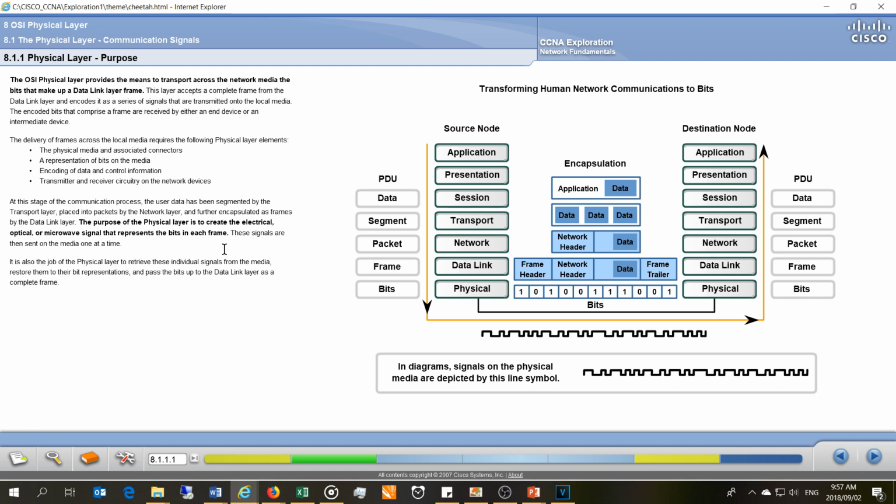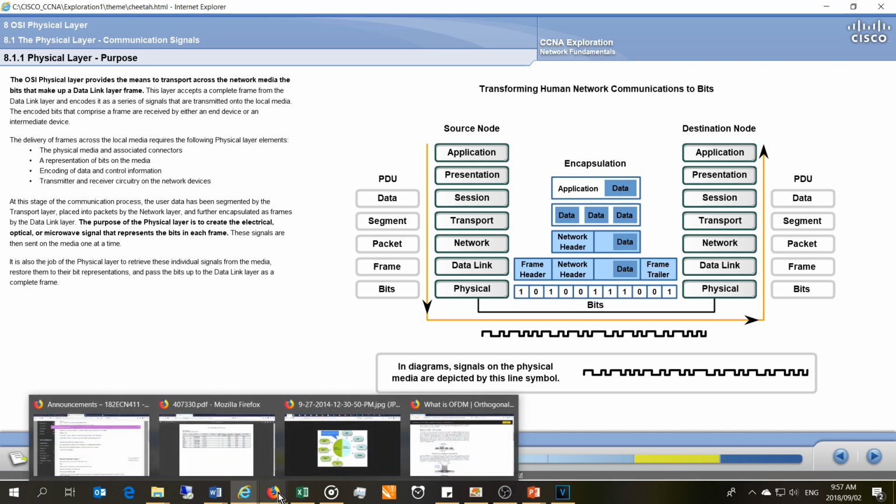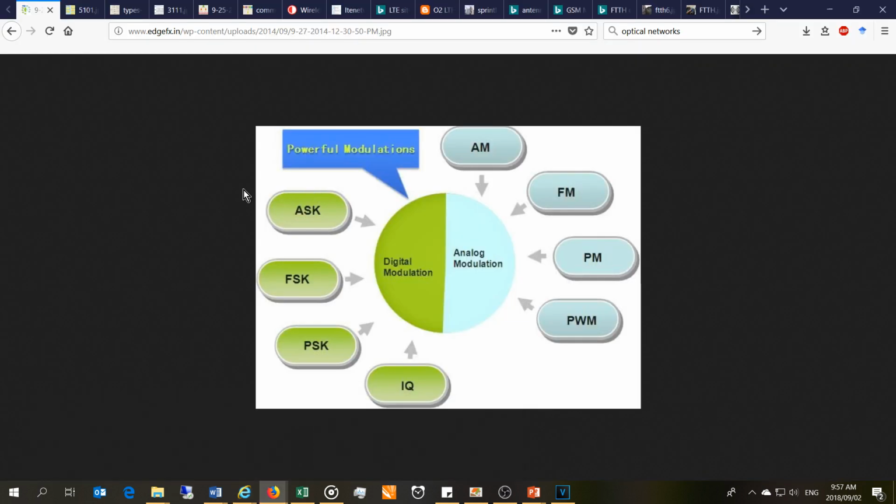Now remember that networks do not only consist of hardwired media, meaning we don't only connect networks with copper, we also connect them with fiber optics, and that is why we say optical. Or we also connect networks using microwave signals, and that is why it says microwave here, because it is radio signals. Now I have some pictures here and I'd just like to show you them.